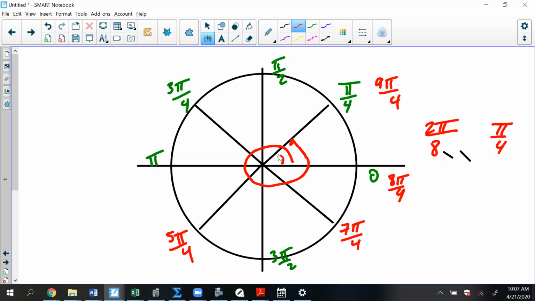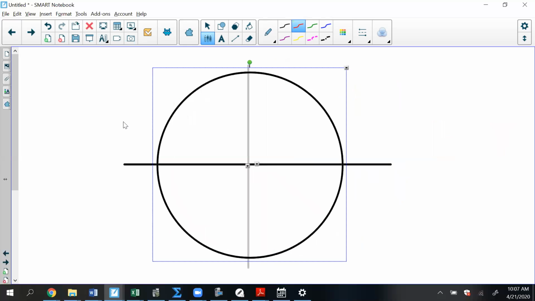So we've got to be careful that these aren't equal, but they are in the same location. They're in the same spot on the circle. So the other two go a little more hand in hand. It's our pi over 3s and pi over 6s.